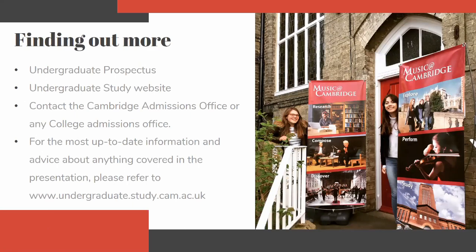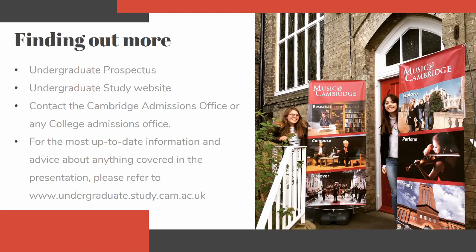So finally, in terms of finding out more, take a look at the undergraduate prospectus. You can get a free copy of that online. There's a PDF copy where you can have a look at the different colleges, courses, and find out the key information that you need to know about studying at Cambridge. The undergraduate study website has got, again, everything you need to know about courses, applying, colleges, information about finance, as well as the latest information.